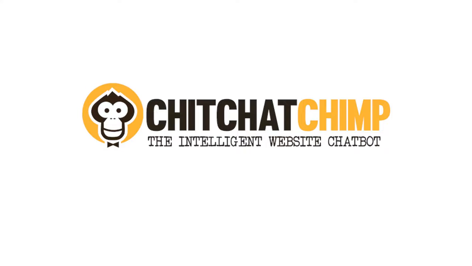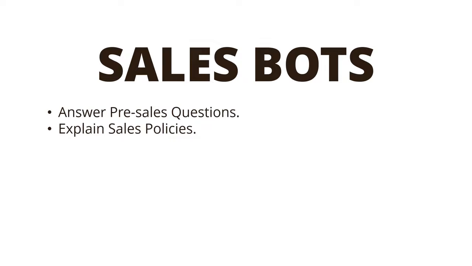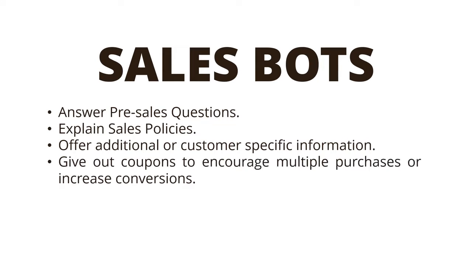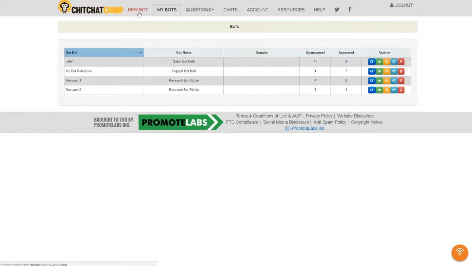Alright, so for this demo video, we're going to show how ChitChatChimp can be used to create and train sales assistant bots. Sales assistant bots are a great way to answer pre-sales questions, explain sales policies, offer additional or customer-specific information, give out coupons to encourage multiple purchases or increase conversions, build authority, and improve brand image for your business. So let's go ahead and click on the New Bot button at the top here.